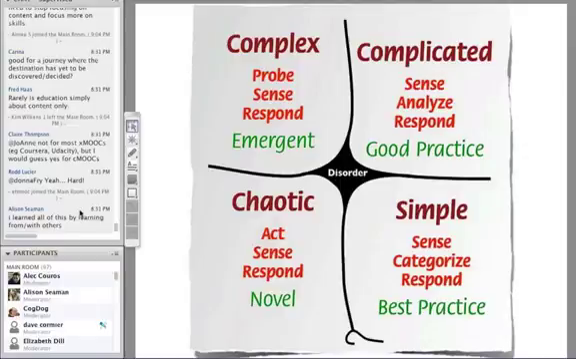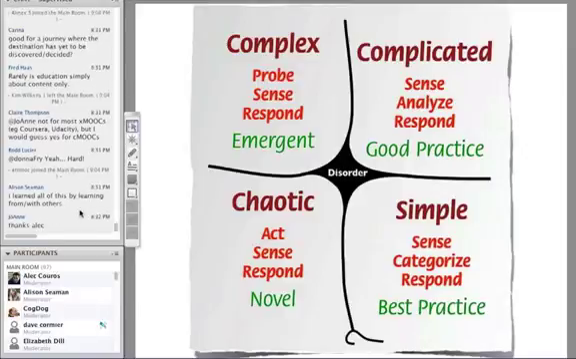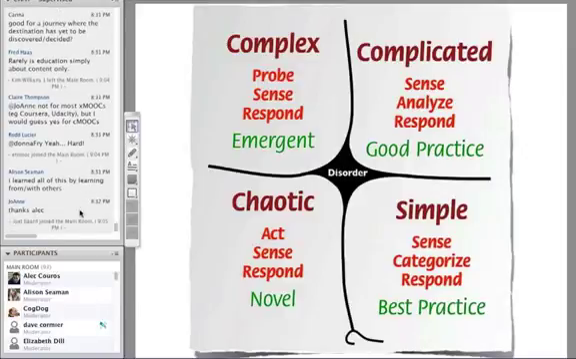Then the chaotic situation, and I'll leave complex for last. The chaotic situation is one where you need to make a decision right now. There's no real idea of what you should do, but it requires immediate decision making. So I'm drowning, I need to learn how to swim. Well, what way am I going to do it? It doesn't matter. I'm going to flap my arms until I work it out.